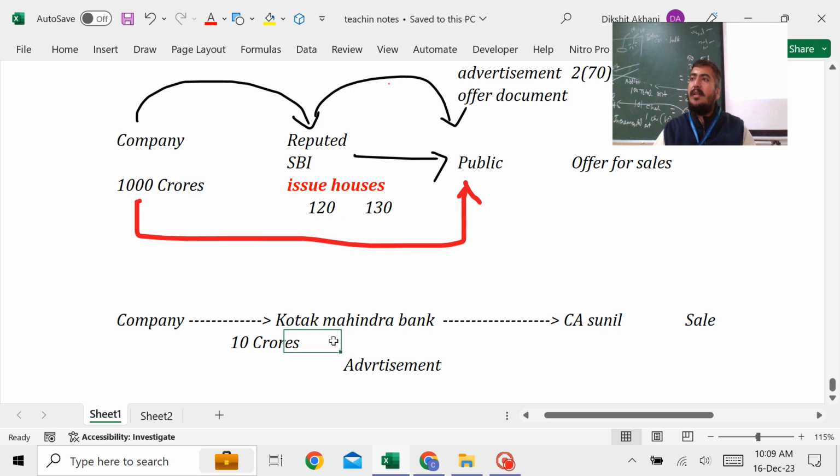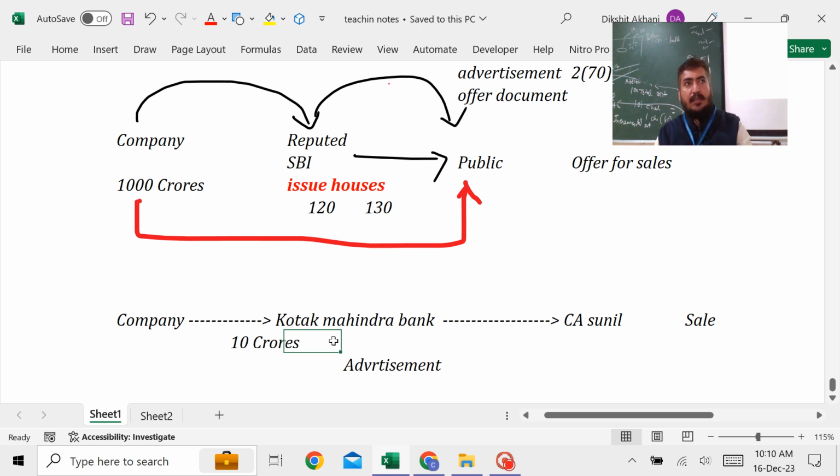In this example, Kotak Mahindra is nothing but what? Independent entity. So guys, on the point sir has raised, I want to tell you: when I speak about the word issue house, it's not necessarily a company all the time or a bank all the time. Even a proper underwriter who gets the license from SEBI can become an issue house. So please, we are not going into that detail.